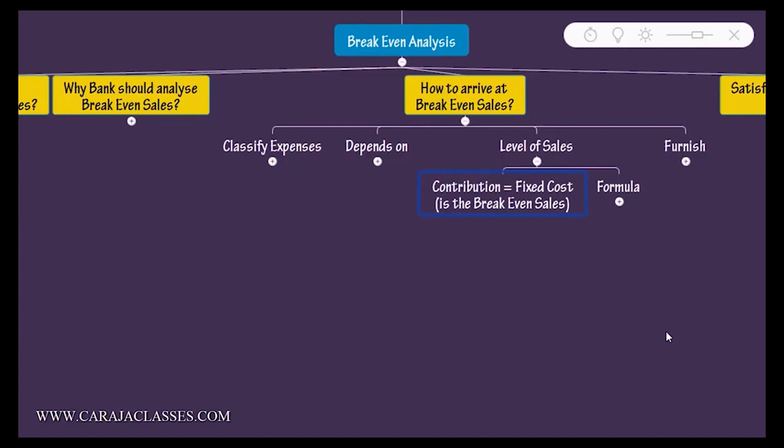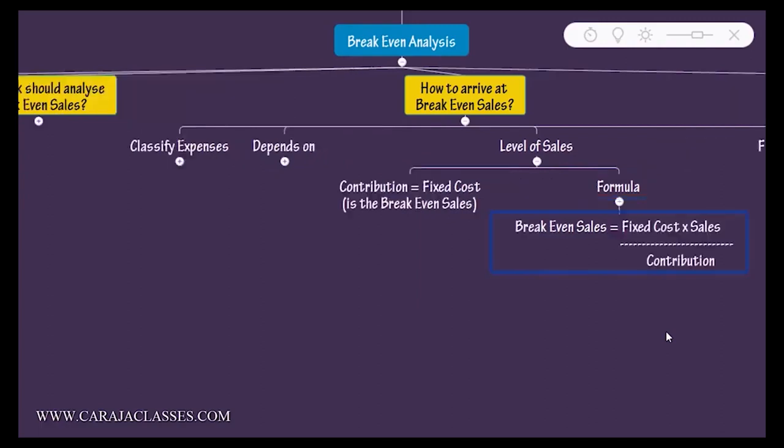Now with this understanding, we can derive the formula for break-even sales. Formula is like this: break-even sales is equal to fixed cost multiplied by sales divided by contribution. If you go behind how this formula was derived, see, at break-even sale, contribution is equal to fixed cost, right? So you had some particular level of sale that gave you contribution. That contribution equals fixed cost. There is no profit, no loss. We say that is break-even sales, right?